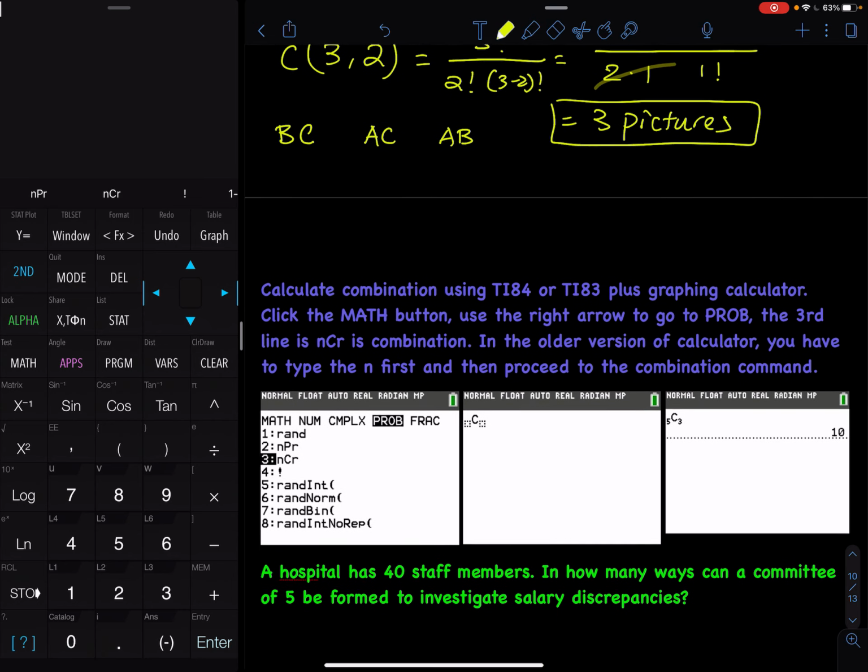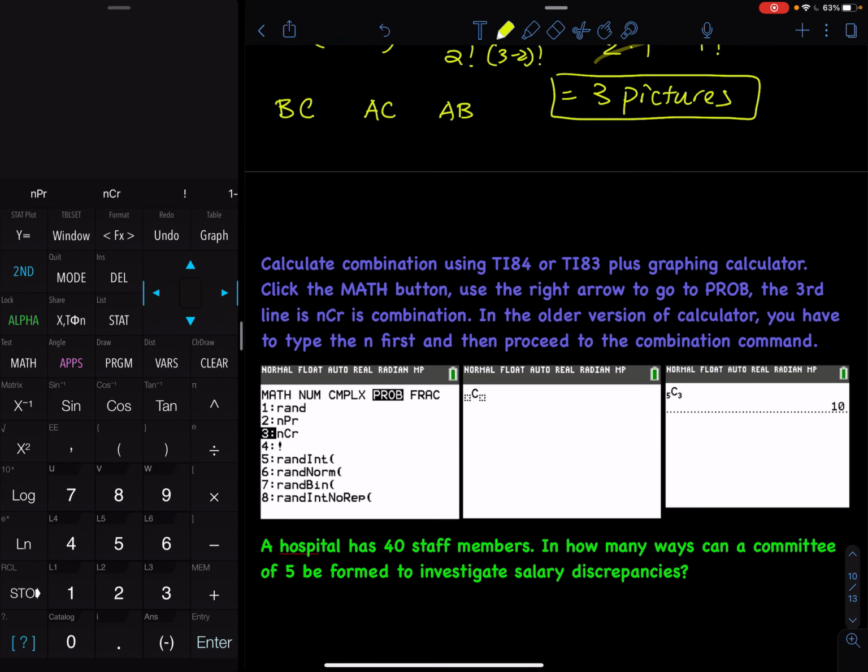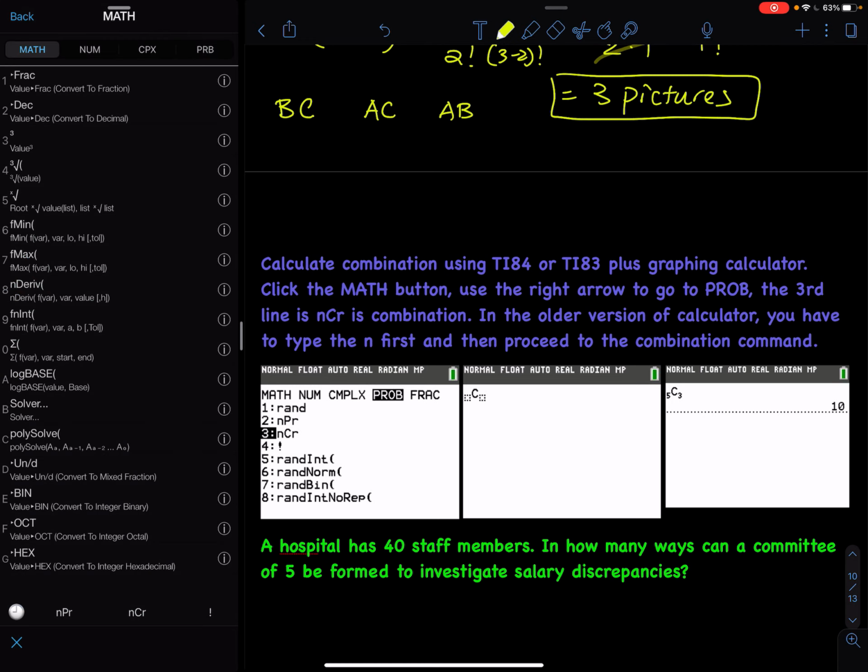So moving on to the calculator part. So calculate combination using TI84 or TI83 plus. So you have to click the math button. The math button is right below alpha and on the left side of the apps button. So you go to math and then you see math, nums, complex, probability, and then fraction, right? For the older calculator, you might not see the last one, the fraction, FRAC.